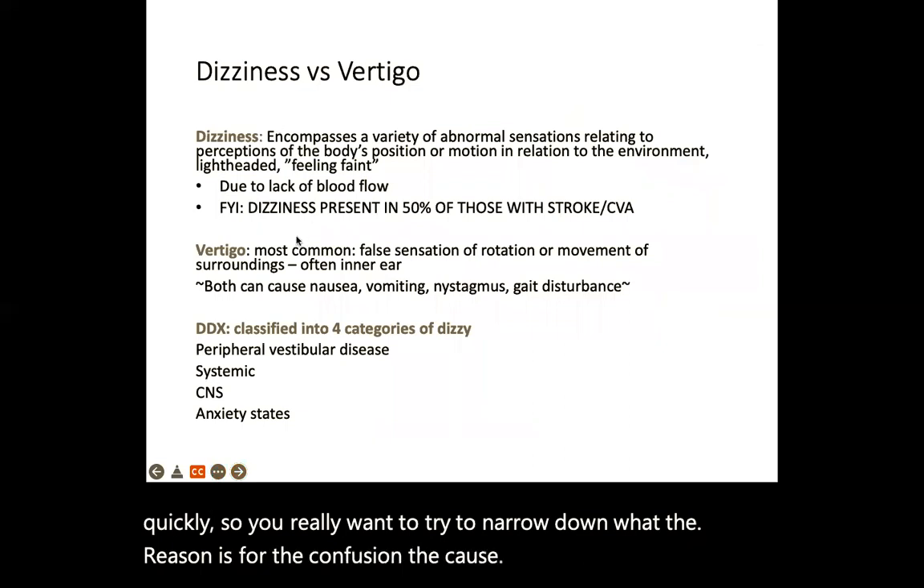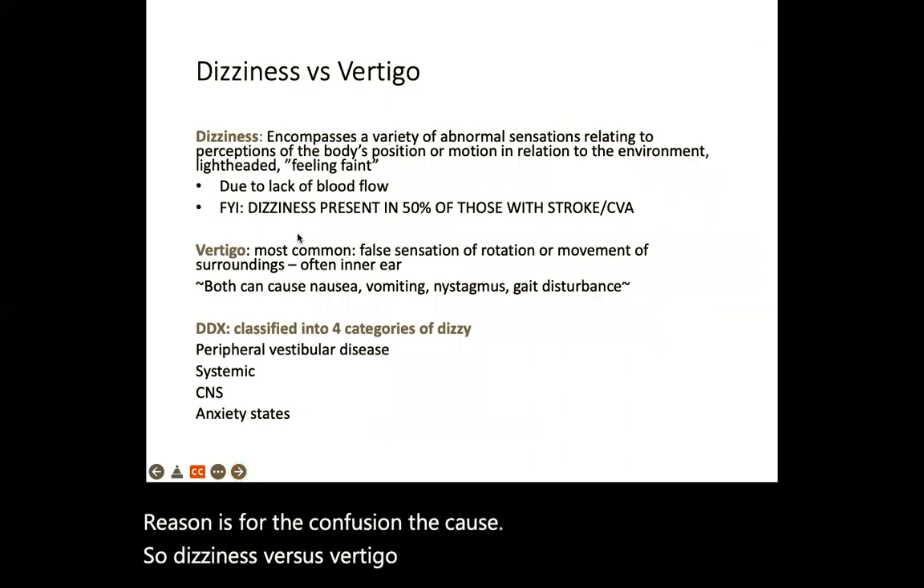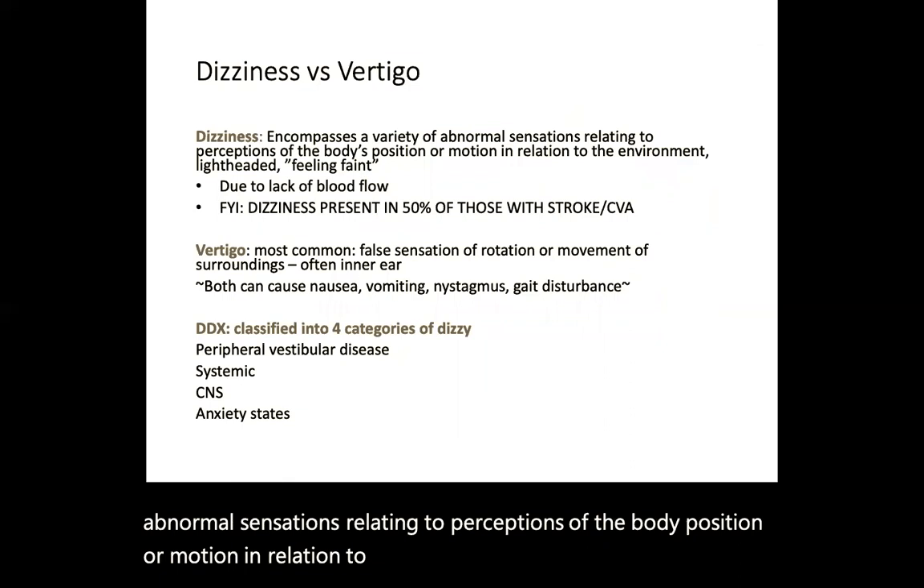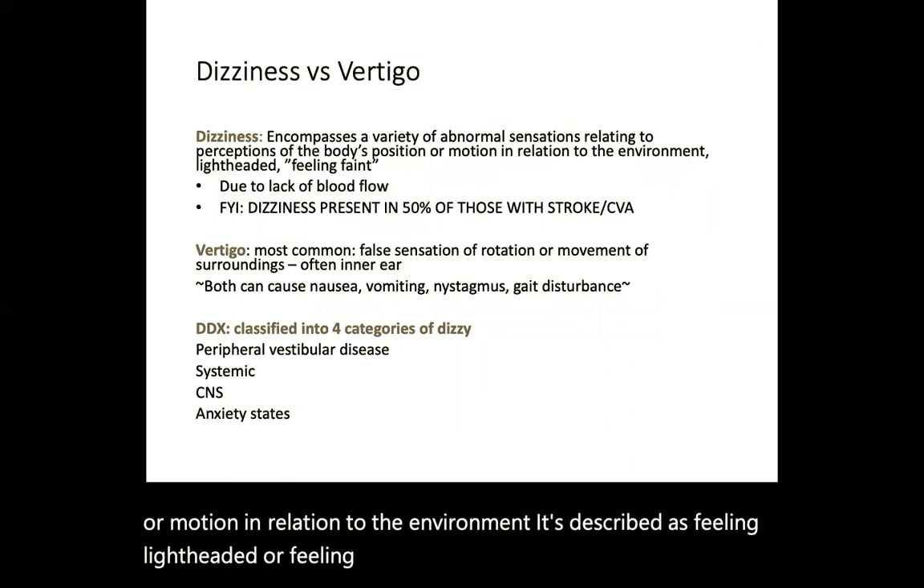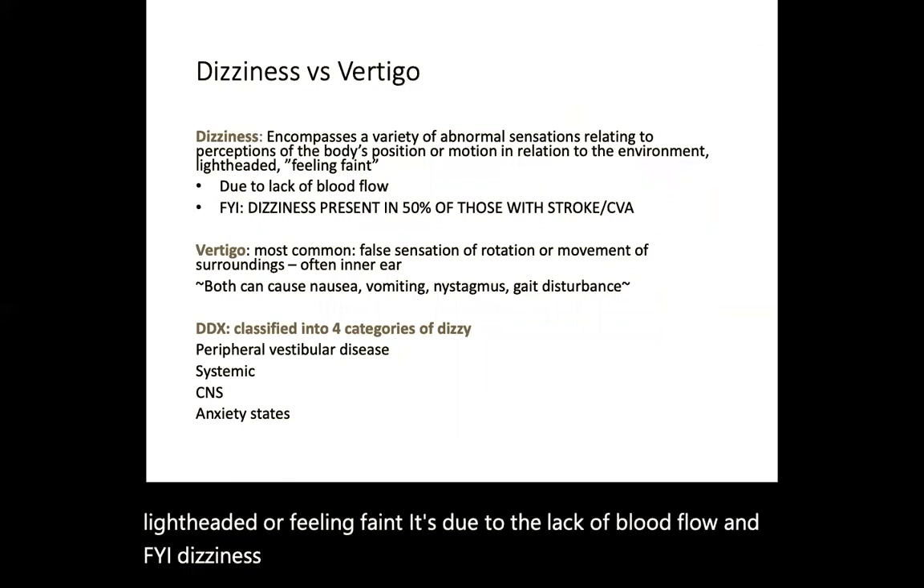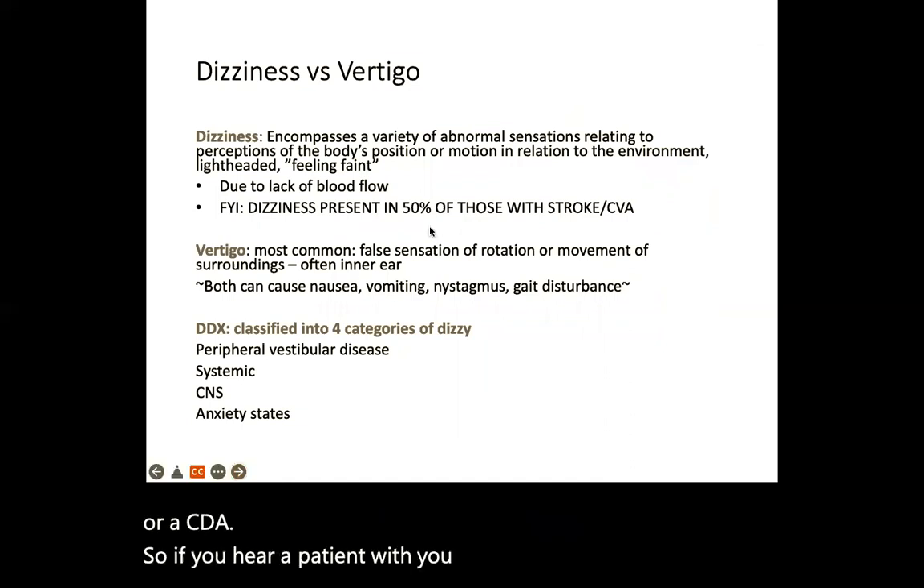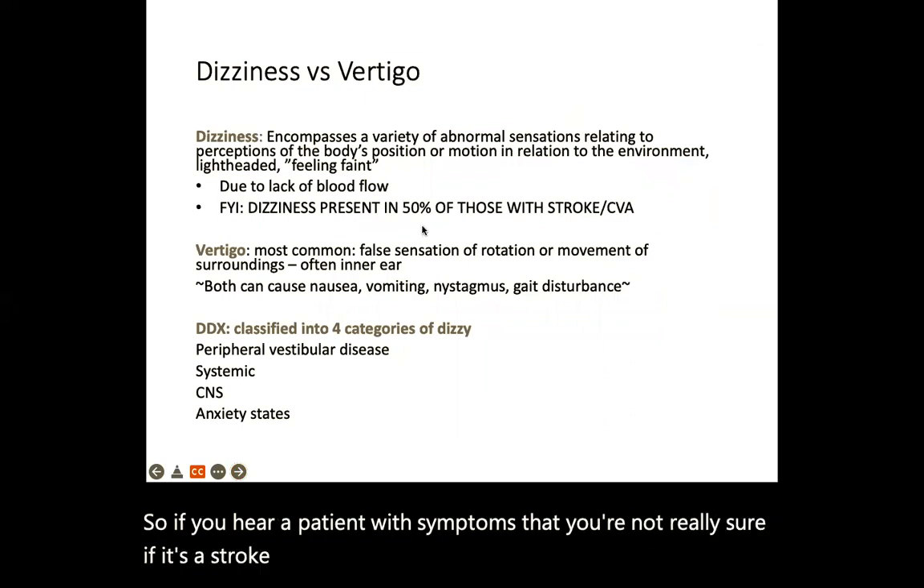So dizziness versus vertigo. Dizziness encompasses a variety of abnormal sensations relating to perceptions of the body's position or motion in relation to the environment. It's described as feeling lightheaded or feeling faint. It's due to the lack of blood flow. And FYI, dizziness presents in 50% of those patients who have a stroke or a CVA. So if you hear a patient with symptoms that you're not really sure if it's a stroke or CVA, but they do present with dizziness, you may want to go ahead and rule that out.